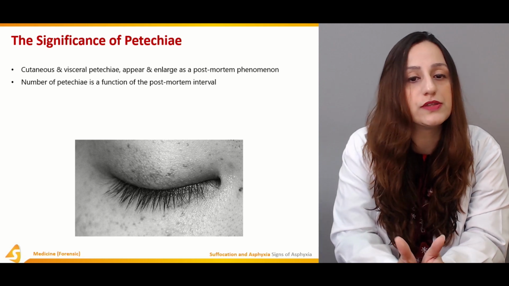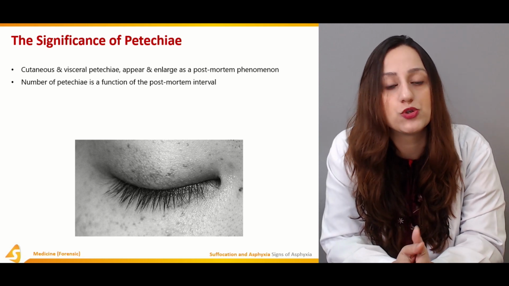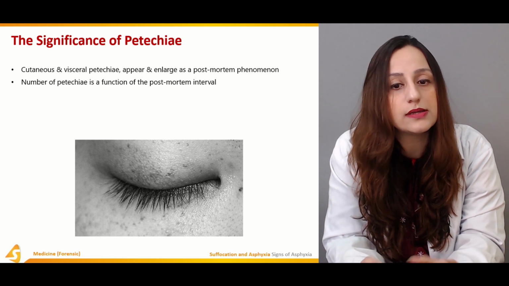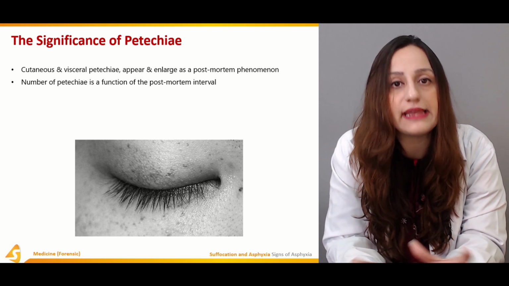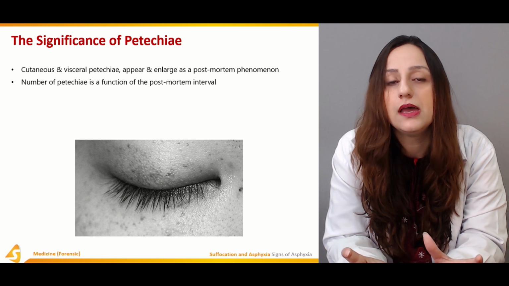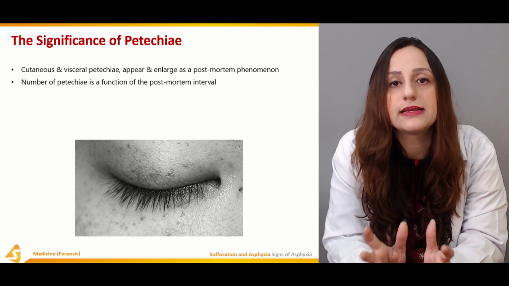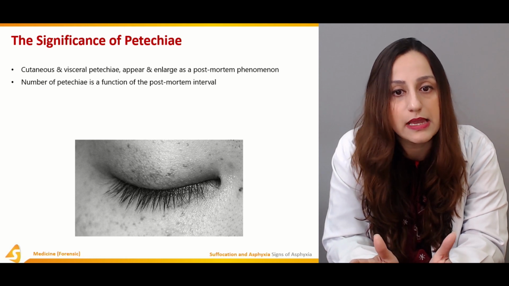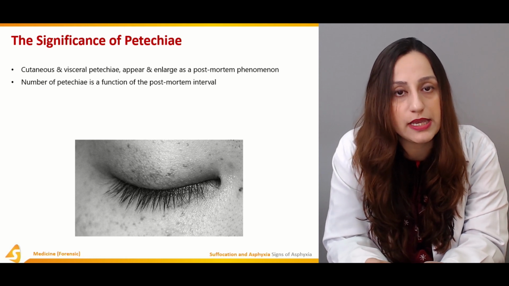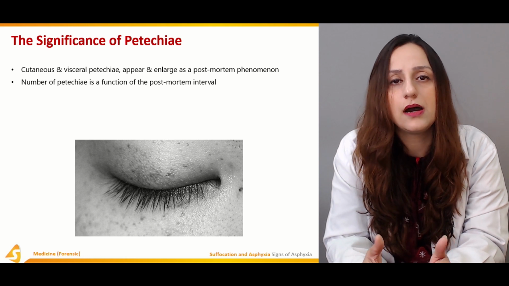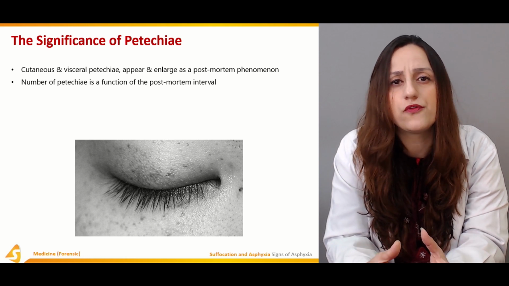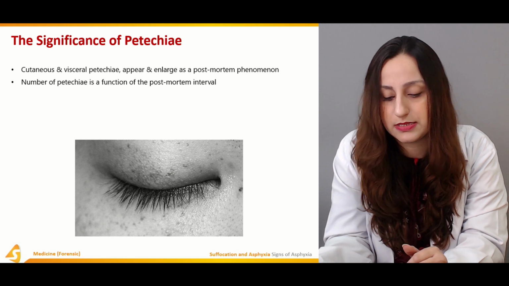Now the number of the petechiae is a function of the post-mortem interval. So the number of petechiae and even their location, and whether they are coalesced or not, matter. When they are coalesced, they are known as ecchymotic areas. And if we find ecchymotic areas, it means that a period of around 3 to 6 hours has passed.